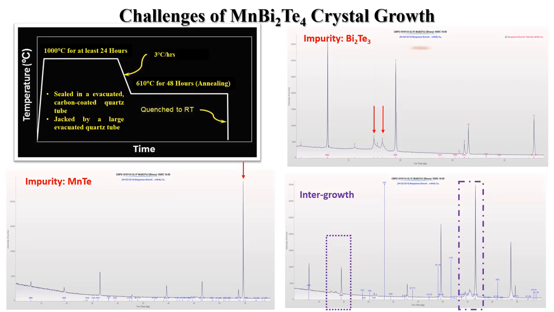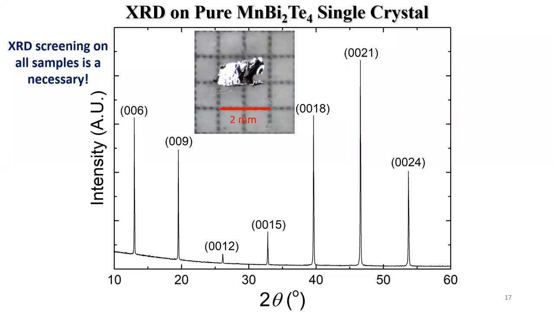So in order to have a pure single crystal of manganese bismuth telluride, you need to scan piece by piece. After some time, if you are lucky enough, maybe you can find one. You need to scan, you need patience. And then this is the pure manganese bismuth telluride single crystal. From the XRD spectra, you can see that we have the 00L peaks matching well with our database, and we do not have other impurity peaks in our XRD spectra.